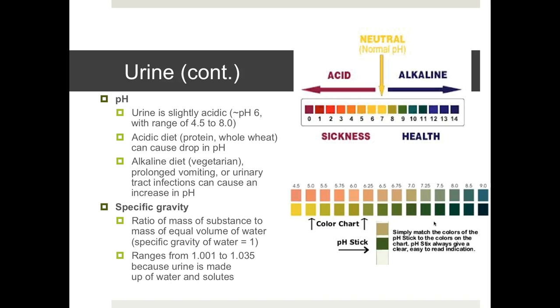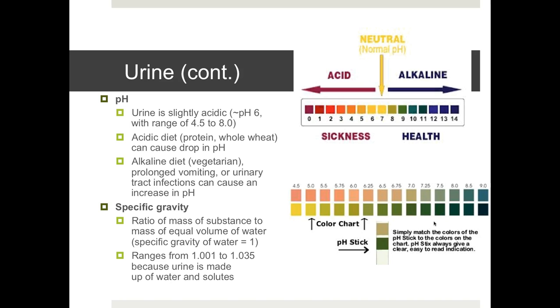Next, we have pH, and we want our urine to be slightly acidic, about the pH of 6, although it can range from 4.5 to 8. So when we have a drop in pH, it might be due to an acidic diet, eating protein or whole wheat. And if we have an increase in pH, that might mean we have more of an alkaline diet, like vegetarian. It could be due to prolonged vomiting or urinary tract infections.